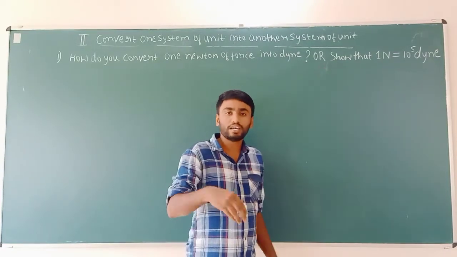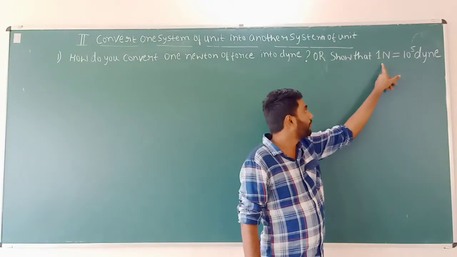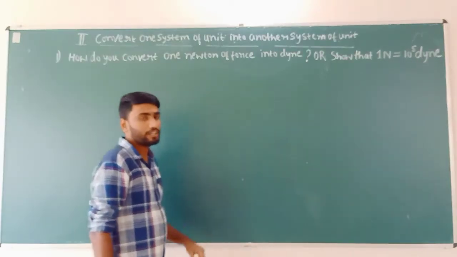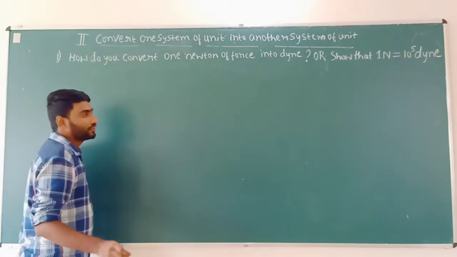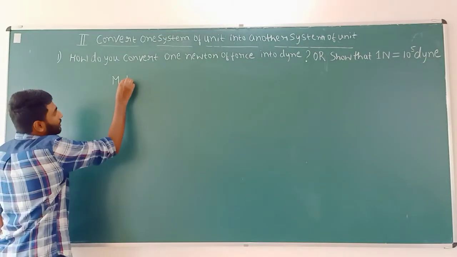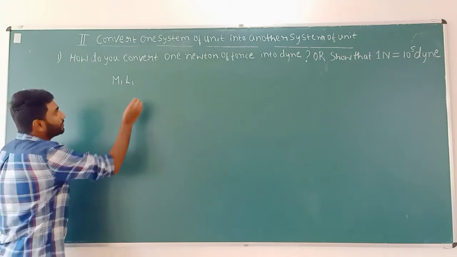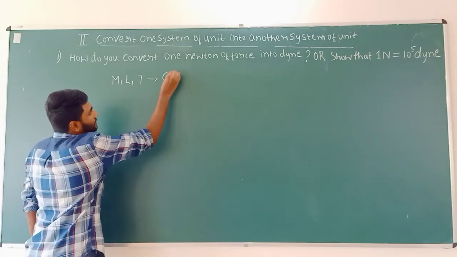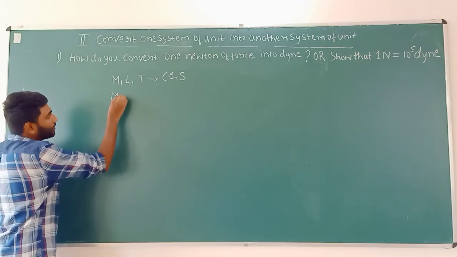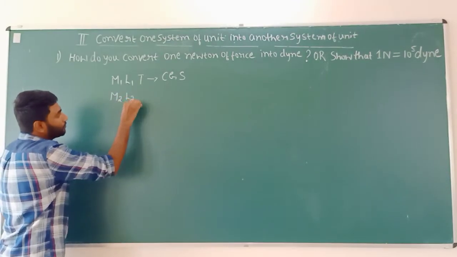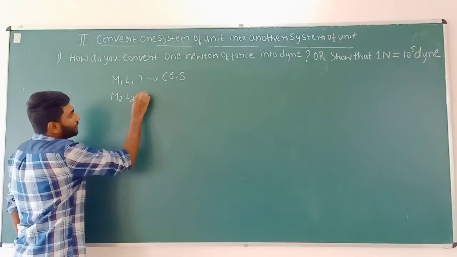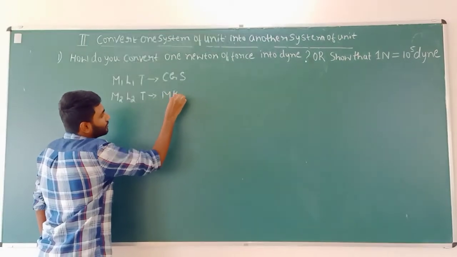Say this question in another way: show that 1 newton equals 10^5 dyne. Now let us consider the fundamental quantities mass m1, length l1 and time t in the CGS system. Similarly, the fundamental quantities mass m2, length l2 and time t in the MKS system.